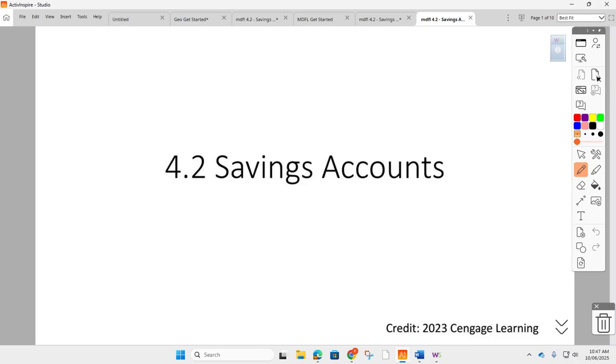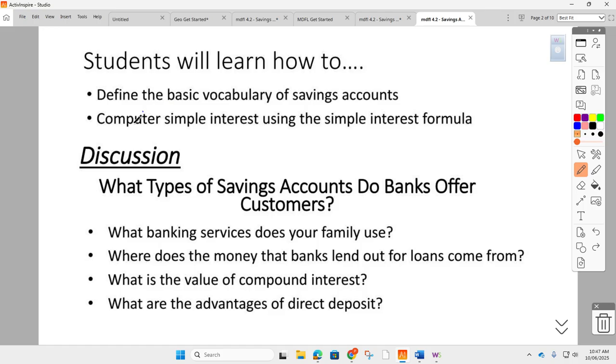So we're going to go ahead and get started. We're going to talk about vocabulary. We're going to learn how to compute simple interest.